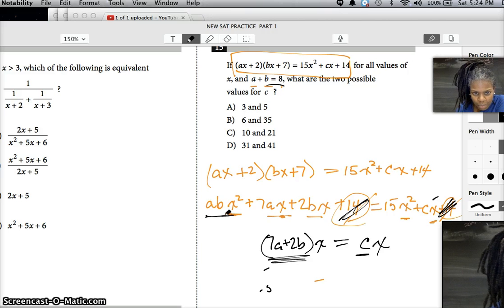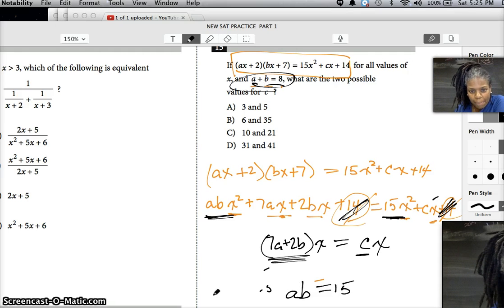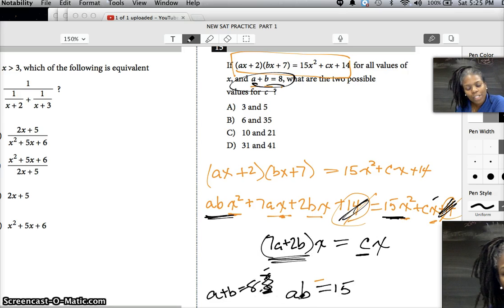So I got that. And then what I have is that a times b has to equal 15, because they're both coefficients of the x squared. So if a times b is equal to 15, and then we go back to this little mystery, a plus b is equal to 8. What 2 numbers, let's figure out a and b, and then we can go back and figure out c, because you see how c hinges on what a and b are. So now, what 2 numbers multiply to give me 15, yet add up to give me 8? Think about that. What 2 numbers multiply to give 15? So 5 and 3. Yeah, that's it, 5 and 3.